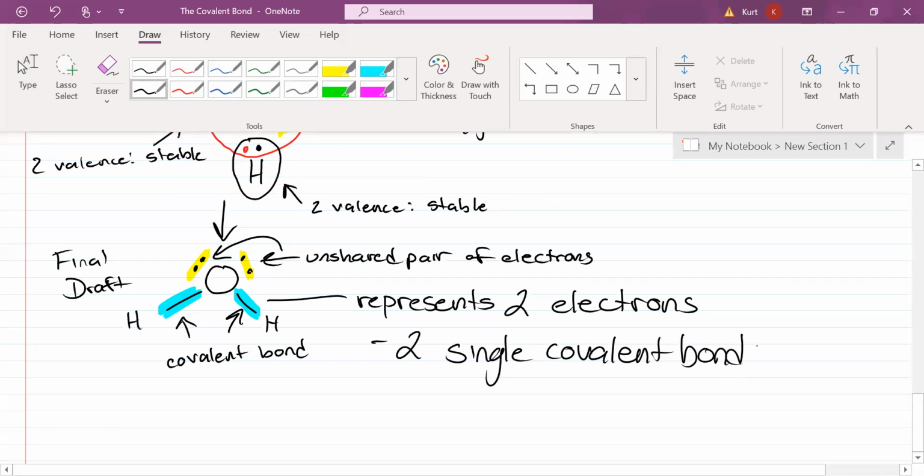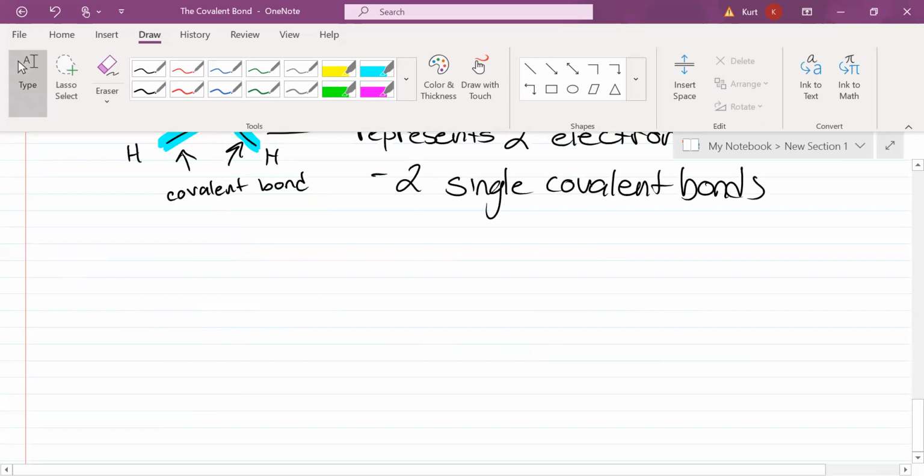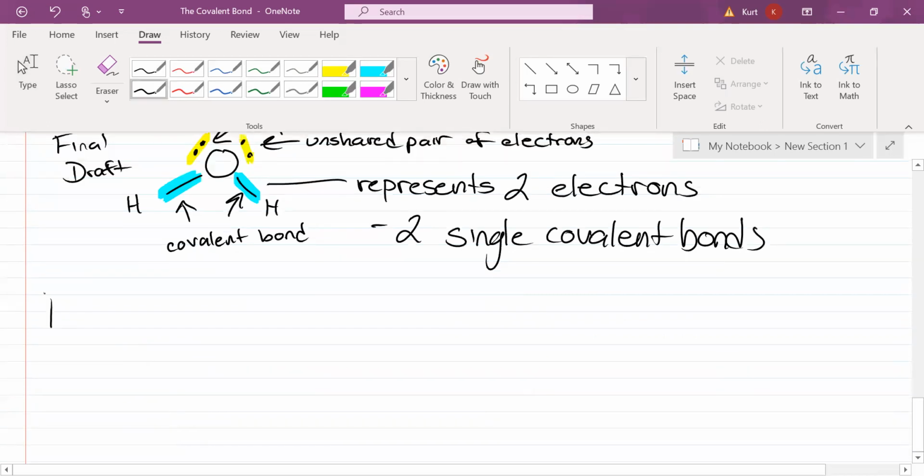I say single covalent bond because it's just 2 electrons, 1 electron from the oxygen, 1 electron from the hydrogen, and that, by definition, is what a single bond would be. And you're going to learn about double bonds and triple bonds later, okay? All right, well, first off, next I want to get to something called diatomic molecules.